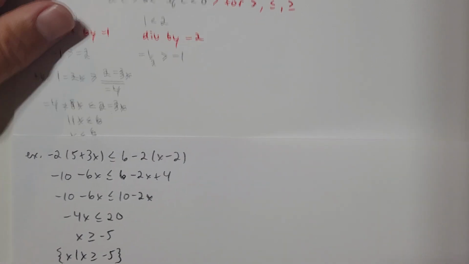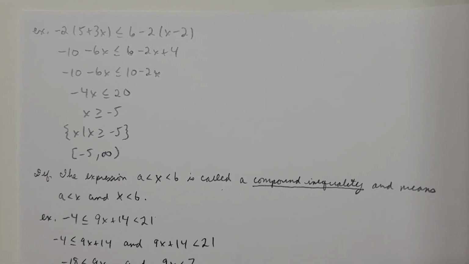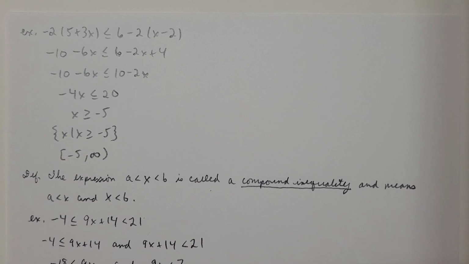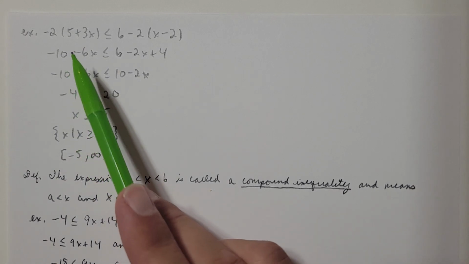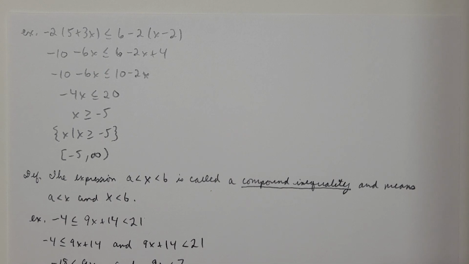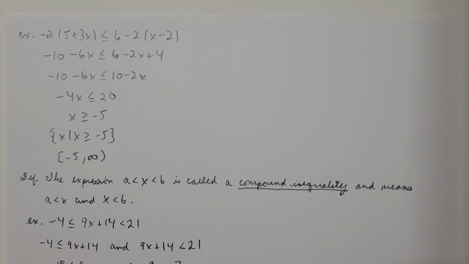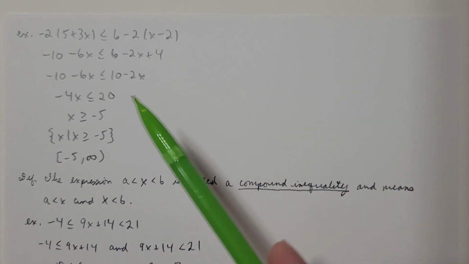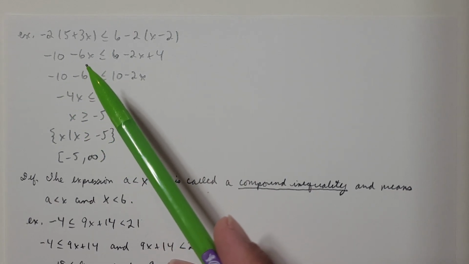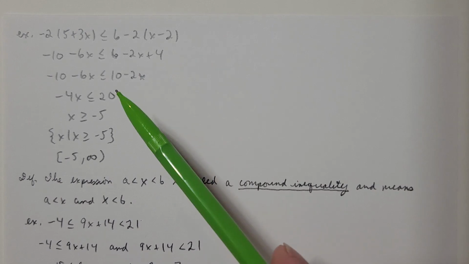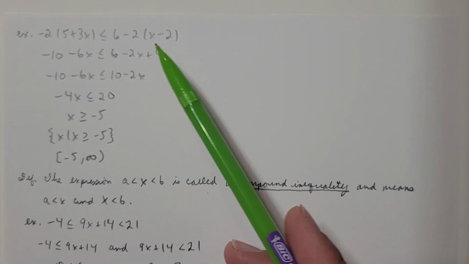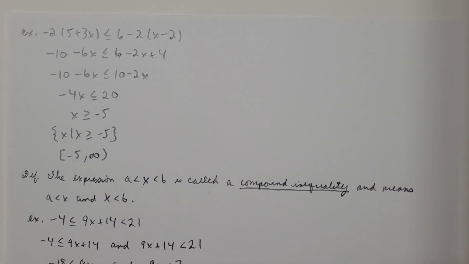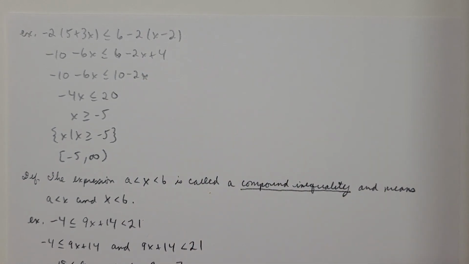All right, here's another example. So what if I wanted to solve the inequality given by negative 2 times 5 plus 3x less than or equal to 6 minus 2 times x minus 2? Okay, solve for x. Well, let's begin by distributing negative 2 into both sides there. So negative 2 times 5 is negative 10. Negative 2 times 3x is minus 6x. And then on the right, I've got 6 minus 2x plus 4. 6 plus 4 is 10, right?